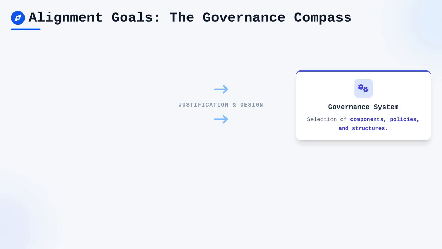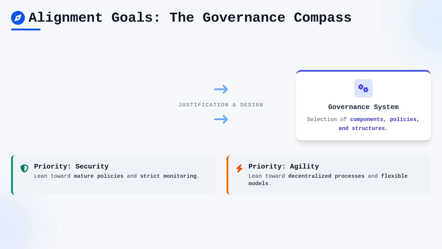For example, if your organization prioritizes the alignment goal of security of information, your choice of governance components might lean heavily toward mature policies and strict monitoring structures. Conversely, an organization prioritizing agility might favor decentralized processes and flexible infrastructure models that allow for quicker experimental iterations.